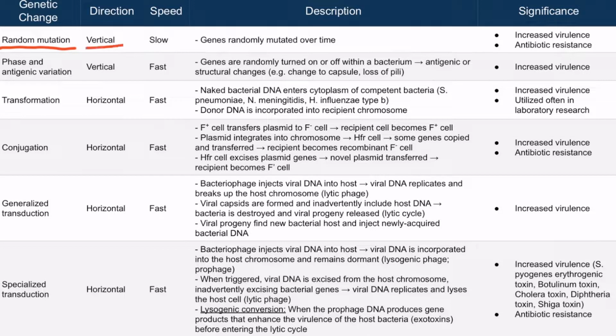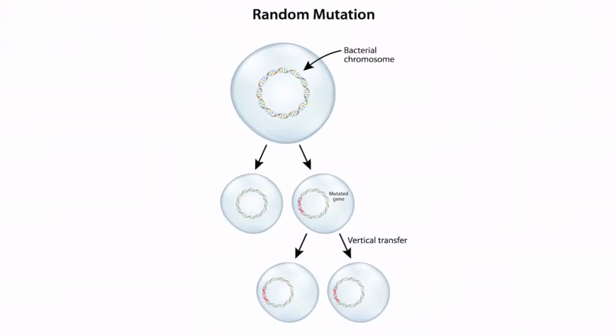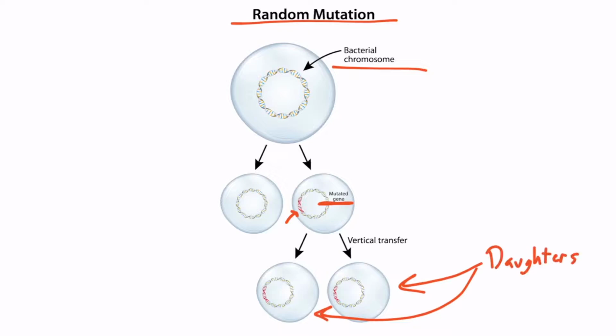This is a vertical change, meaning that one bacterium changes randomly and then passes that change on to its progeny. This image demonstrates random mutation. Here is the bacterium with its bacterial chromosome. And binary fission occurs, that's how bacteria replicate, and one of the daughters randomly mutates part of its genome, as you can see right here, with this red part of the chromosome. This change will then be passed on to the progeny, which are represented by these two daughter cells.